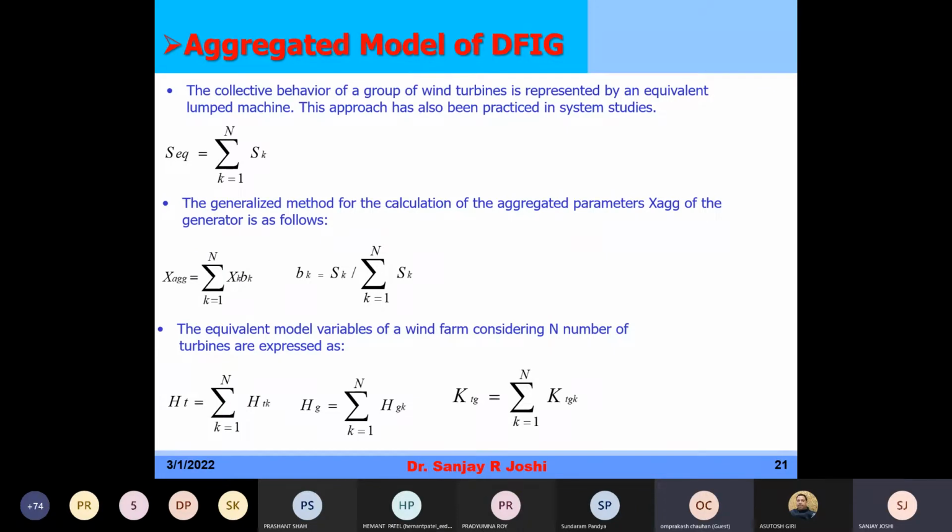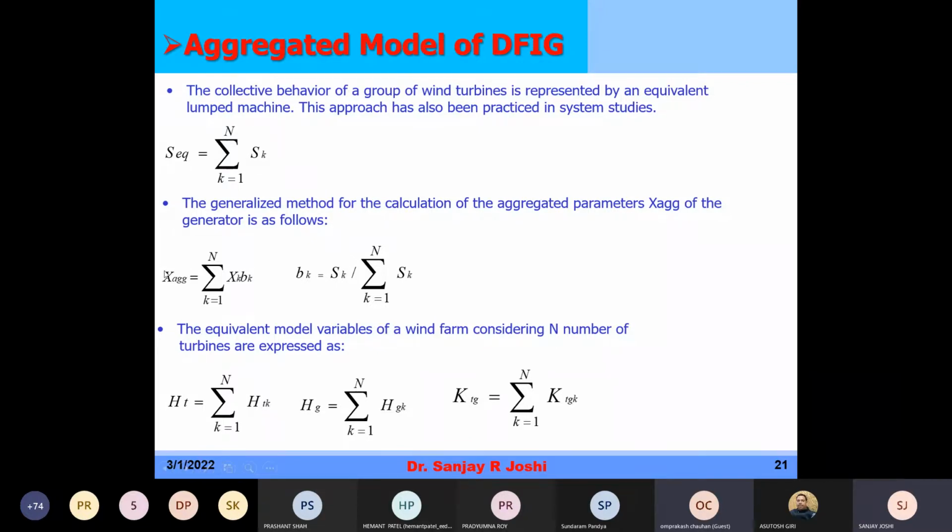This is just to help you if there are many DFIGs connected at one place. SK is the apparent power of one generator. The equivalent apparent power is calculated as the summation of all the individual apparent powers. This is how we should model the system.